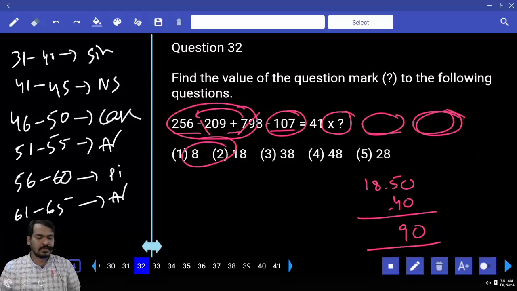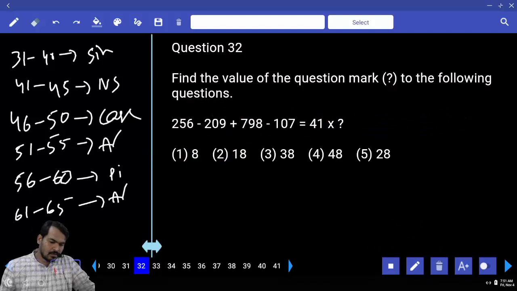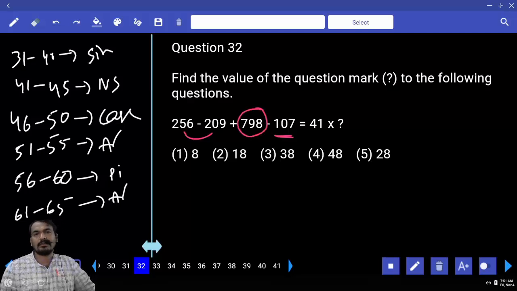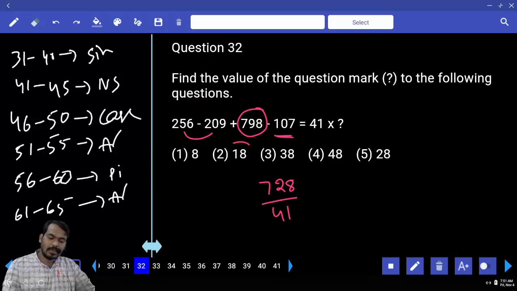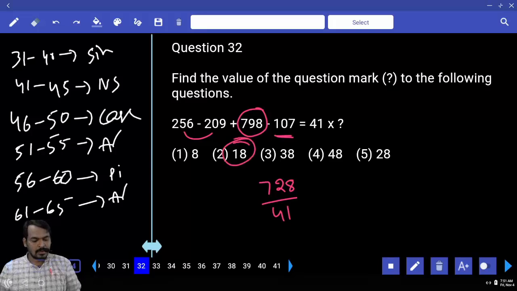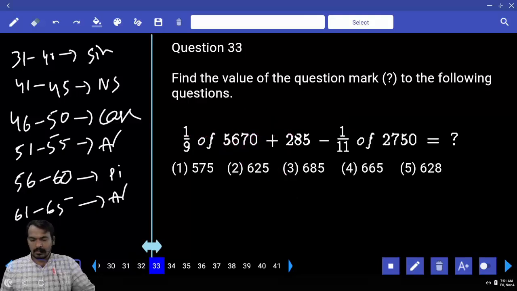Next question number 32. What is the difference between 256 and 209? 47. What is the difference between 47 and 107? 60. Minus 60 or plus 60? Minus 60. 798 minus 60, 728. Divide by which one? 41. Almost 8 times or 18 times? 18 times.